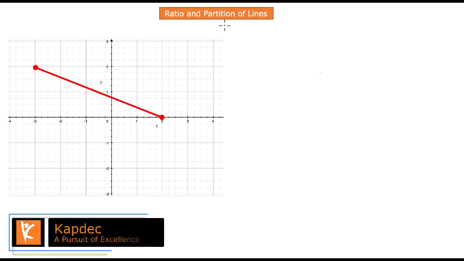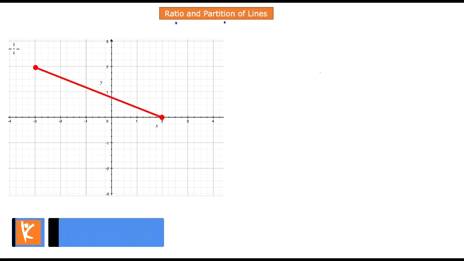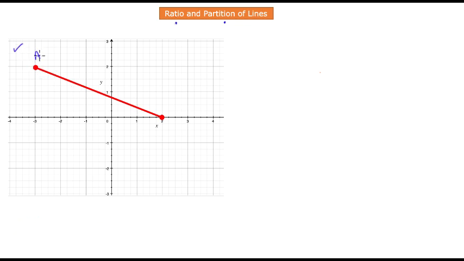Alright, so in this tutorial we are going to learn how to divide a given line into a required ratio. In this case, take a look at this diagram. We have this line segment AB and we don't know what the total length of this line is, but we want to divide this line in the ratio 2:3.